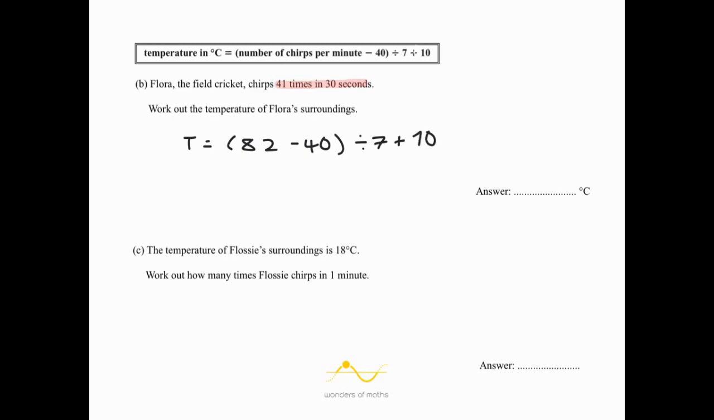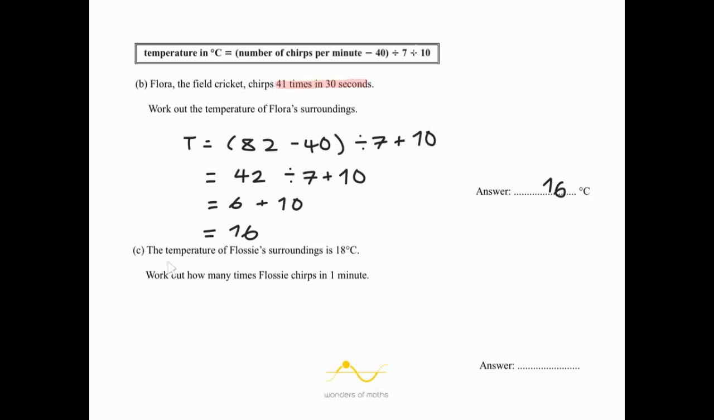Now we can work out the temperature. Don't forget BIDMAS. 82 minus 40 gives us 42. 42 divided by 7 gives us 6. 6 plus 10 gives us 16. So we have a final answer of 16 degrees Celsius.